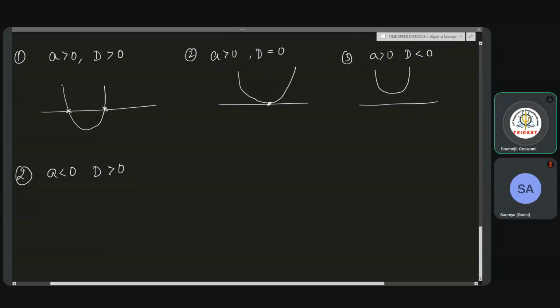Now, if it is going to be A less than 0, obviously you know it. I don't have to explain it again. It is exactly going to be the mirror image. Okay? This is the fourth one.